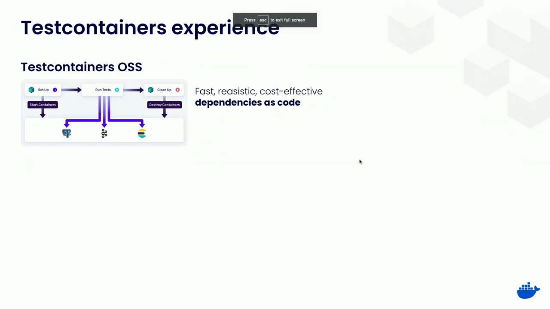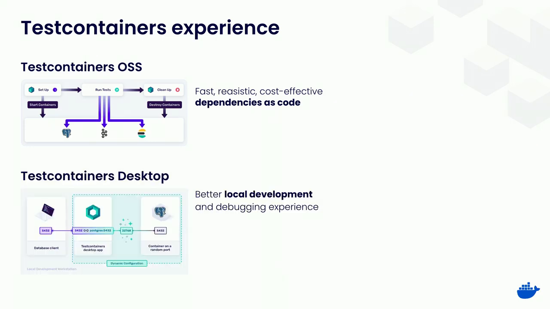So we have Testcontainers open source, which is available on GitHub. There are a lot of instructions on testcontainers.com. You can go there and check what modules we have. This is something you can use for real dependencies as code, for integration testing, and for local development. Mostly, the primary use case is integration testing.